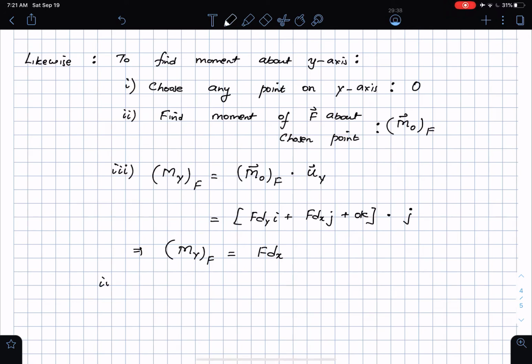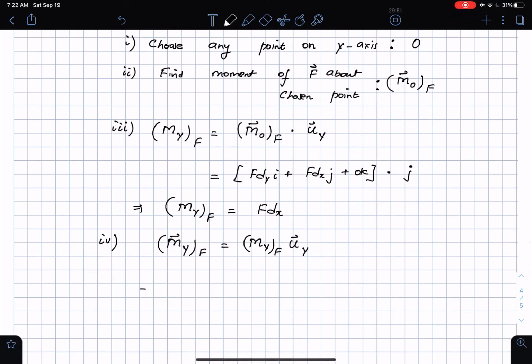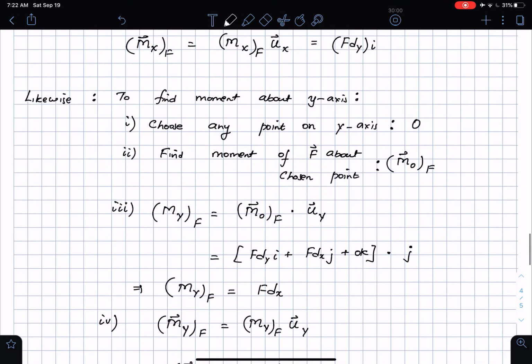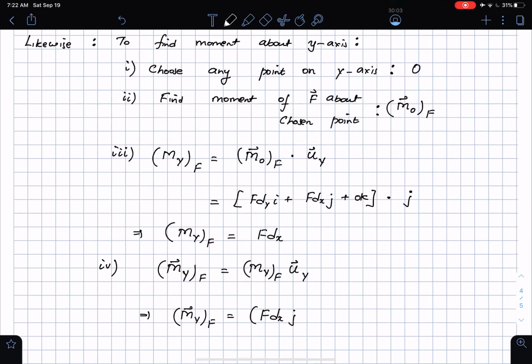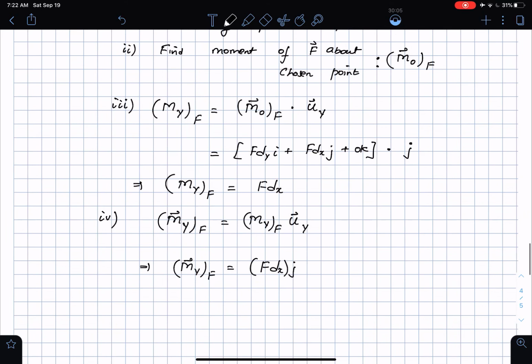And then to find the moment as a vector, I take its magnitude and multiply it with the unit vector, which means that my moment about the y-axis due to F as a vector is going to be F times dx in the j direction. I hope this makes sense to everybody. And these are the same answers, of course, as you got from the scalar approach.